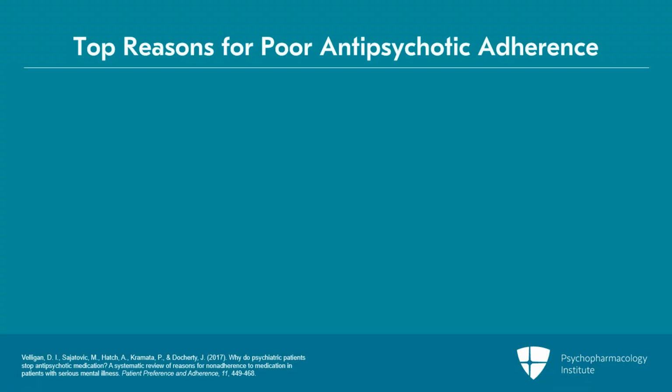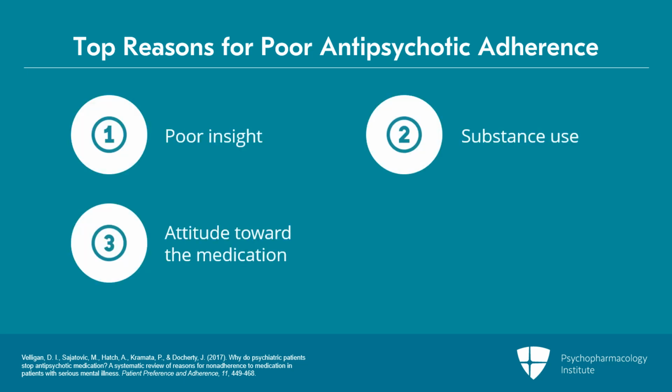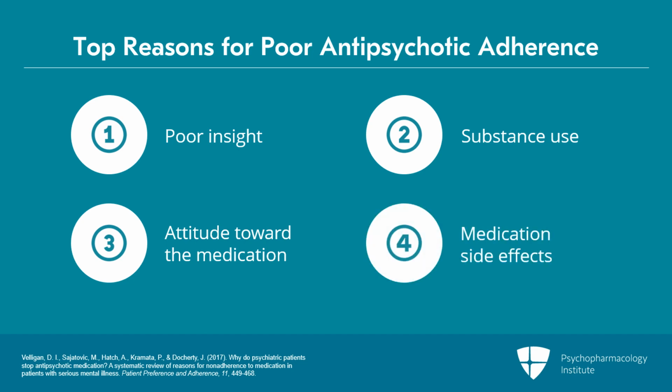The next slide shows us top reasons for poor antipsychotic adherence. And the top reason was poor insight, substance use, attitude toward a medication, all being the top 3. Medication side effects were a 4th reason here. Often clinicians think that side effects are the top driver. Our data didn't suggest that that was the case, although it was still an important reason. And as we've discussed earlier, side effects should definitely be part of the discussion with patients.